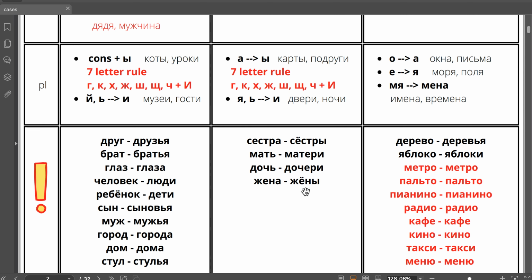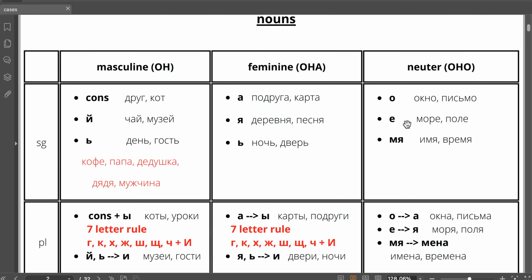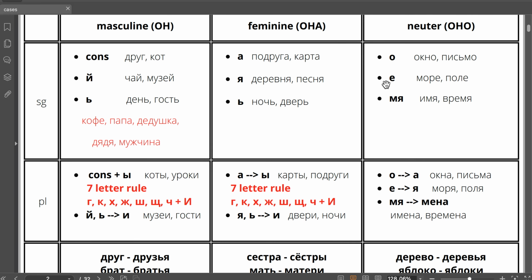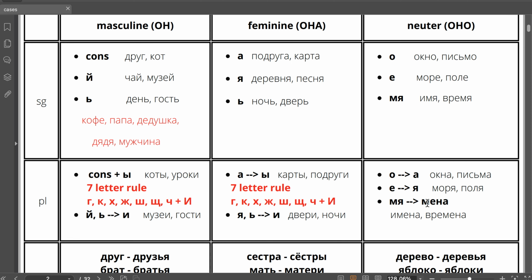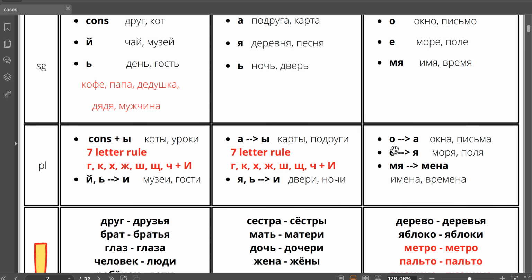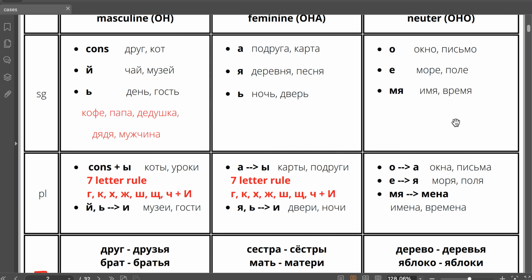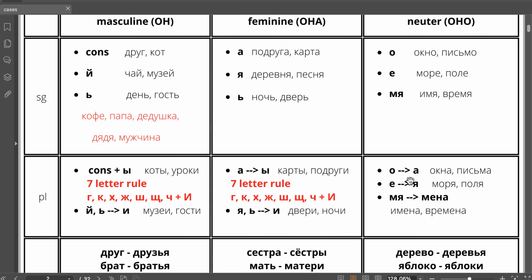We're done with feminine. We know how to identify feminine gender, how to create a plural feminine noun, and we know some irregular plural feminine nouns. We need to do the same thing with neuter. We covered the singular form. Now we need to create plural. If your singular form has an О ending, you have to change it to А. This one is very important and a tricky one.